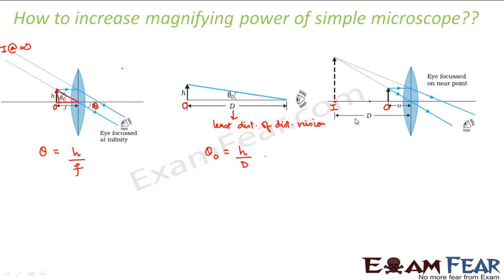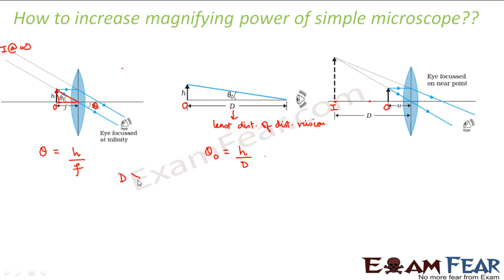Right now the image is at the least distance of distinct vision, so in this case the eye is strained. The eye is definitely strained, as I told you here also the eye is strained, but at least it can view the image clearly and properly. So now let us talk about magnification. Considering this scenario, we see that D is greater than f.